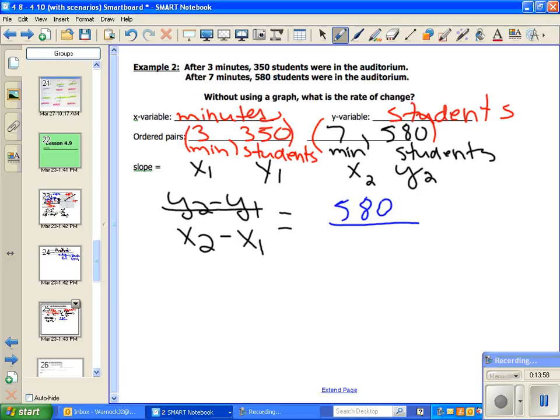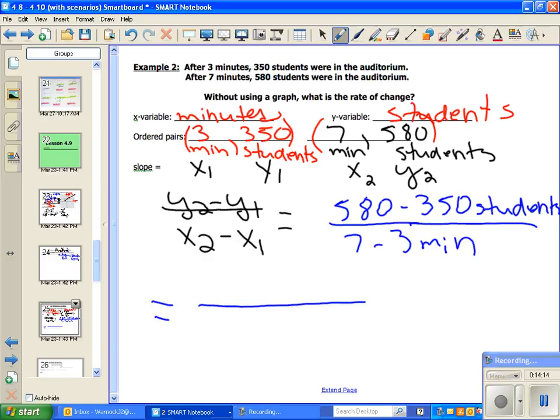Okay, 580 minus 350 students over in the bottom, Nicole, denominator. Okay, 7 minus 3 minutes. Okay, go ahead and do that subtraction. Okay, what does that give you, Jake? Did you, for this one, did you do the subtraction?